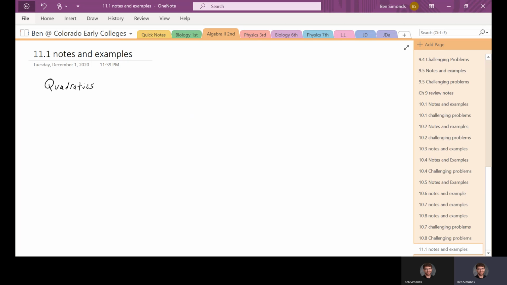Quadratics, with a Q, is any sort of polynomial that has the highest term squared. So x squared is an example of a quadratic. X squared plus 3x. You could have x squared minus 4x.